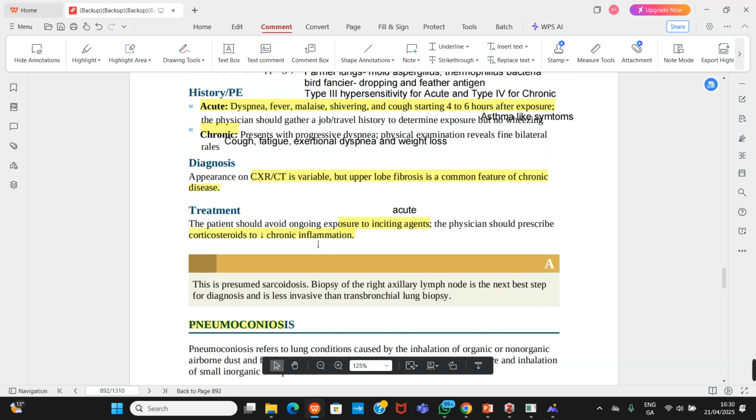So don't forget the treatment. For acute, just stop exposure to the inciting agent. In chronic, you want to stop exposure and you want to add steroid.